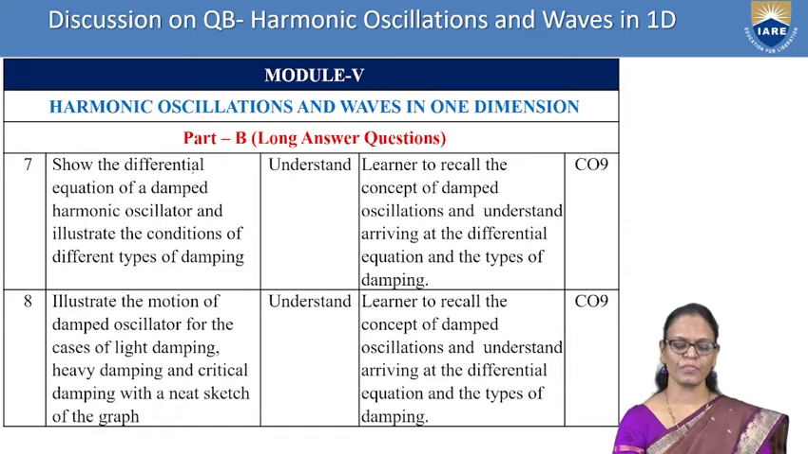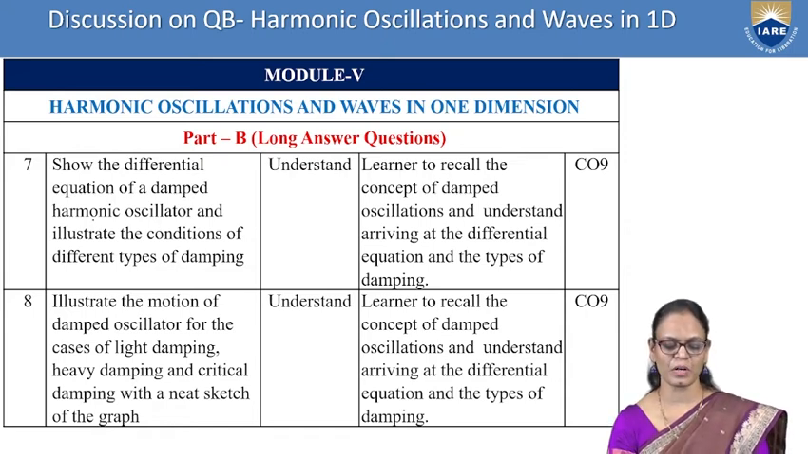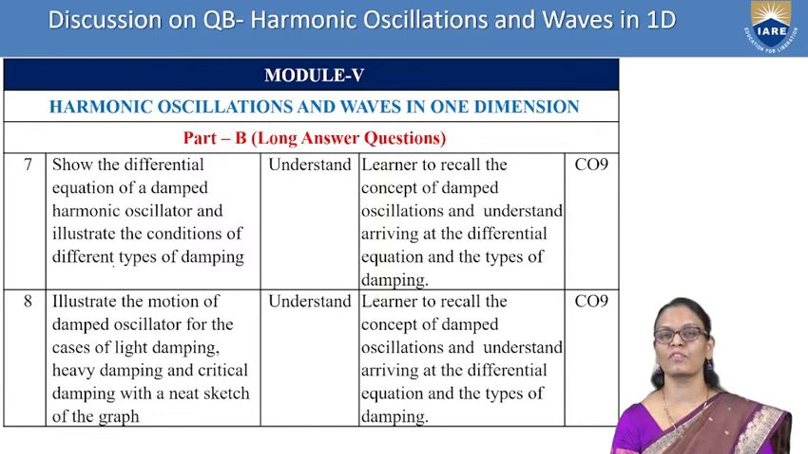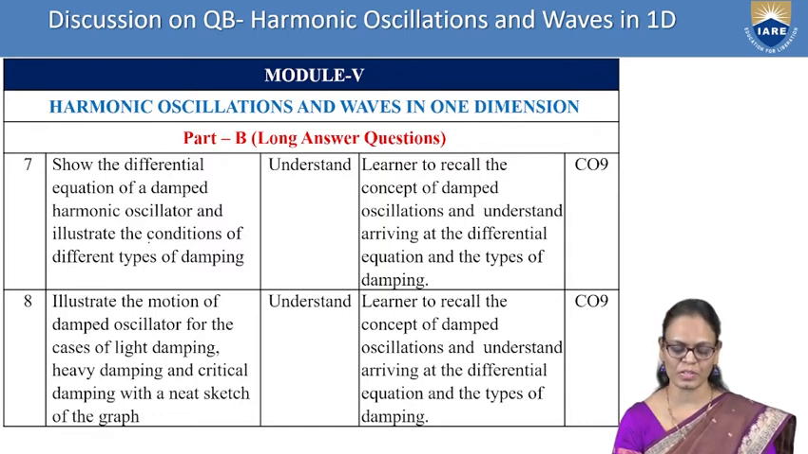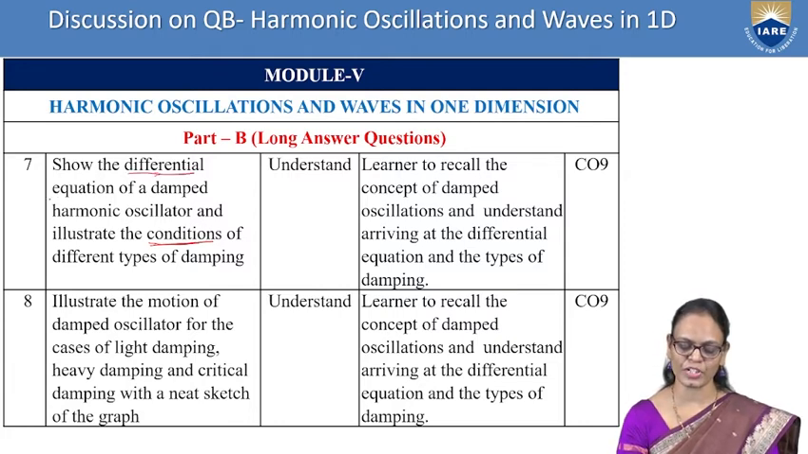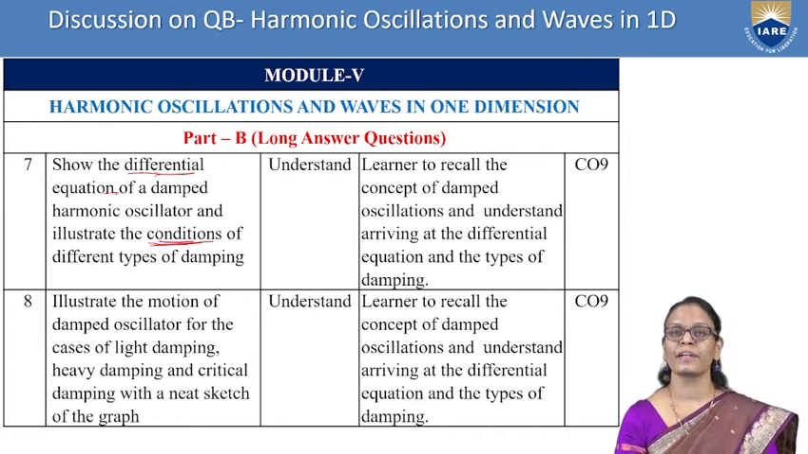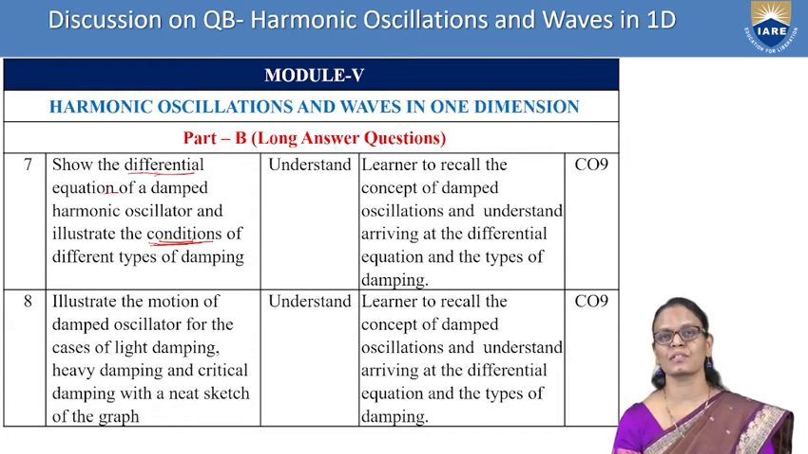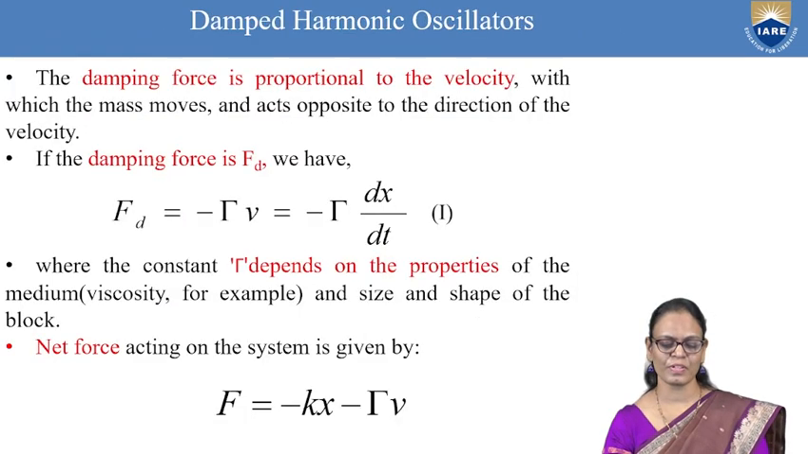Next, show the differential equation of a damped harmonic oscillator and illustrate the conditions of different types of damping. We also have to explain the conditions. So first writing the differential equation, then explaining the conditions. The definition may carry 1 mark for damped harmonic oscillator, and then the expressions and the conditions, 2 marks each for 3 different conditions. So we will see what is a damped harmonic oscillator.